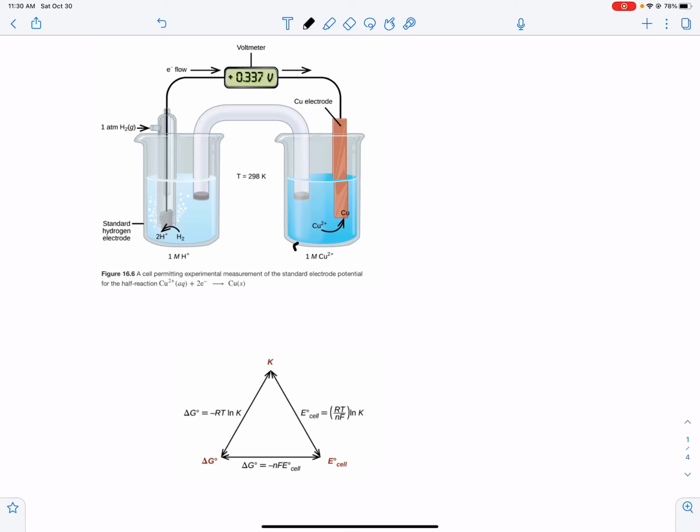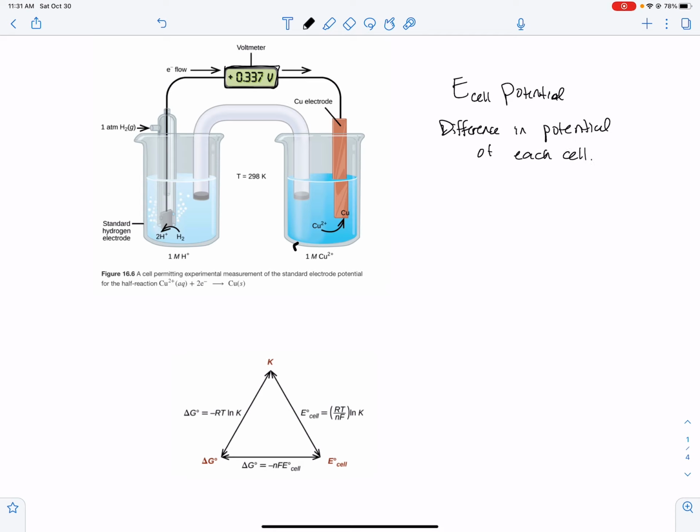So you're about to have to calculate something called cell potential. And cell potential is the number that you get off the voltmeter at the top. So this number here, that's cell potential. That's what you get. And it's basically the difference in the potential of each cell. I know it sounds redundant to say it that way.